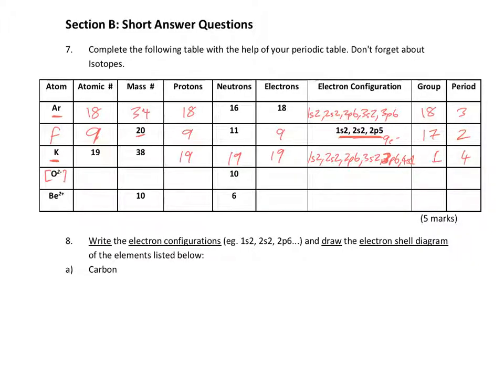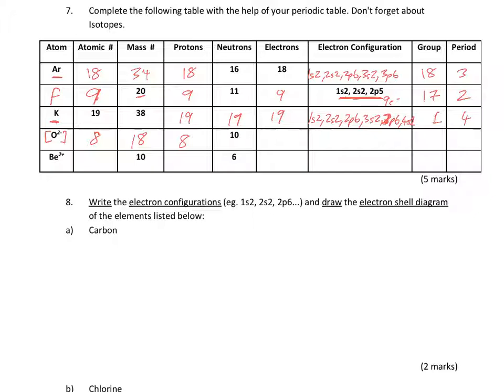Oxygen 2 minus, so that is an ion. It's going to have an atomic number of 8, because oxygen is 8. So it's going to have 8 protons. It's got 10 neutrons, so 8 plus 10 is going to be 18. How many electrons does it have? Okay, so this is where you need to think. It's an ion. It's a negative ion, so it's got too many electrons. It's going to have 2 more electrons than normal because it's a 2 minus ion. So normally it would have 8 electrons because it's got 8 protons, but it's going to have 2 more, so therefore it's going to have 10 electrons. So its electron configuration is going to be 1s2, 2s2, 2p6. It's in group 16 on the periodic table, and it's in period 2.